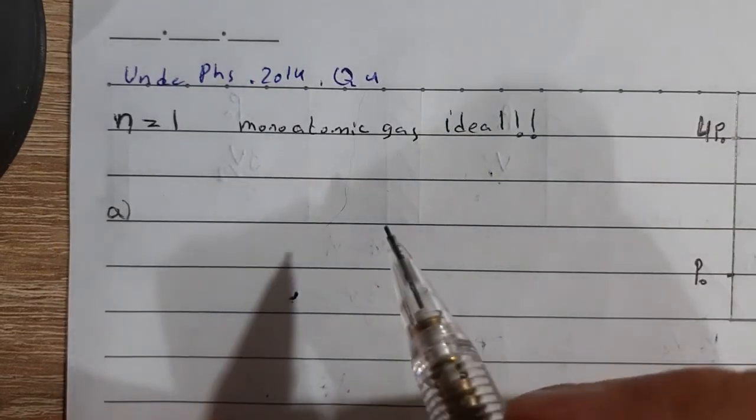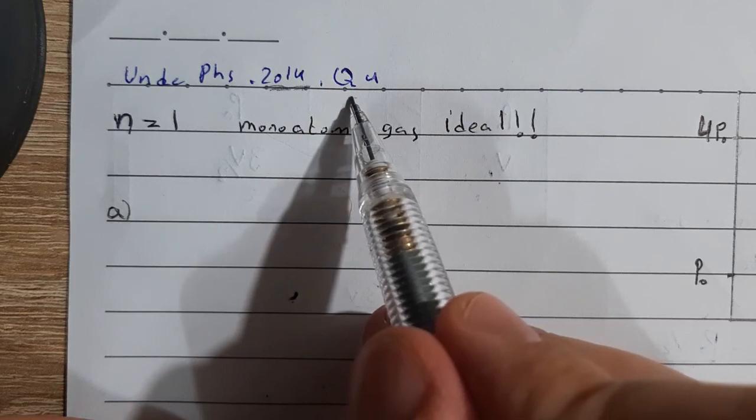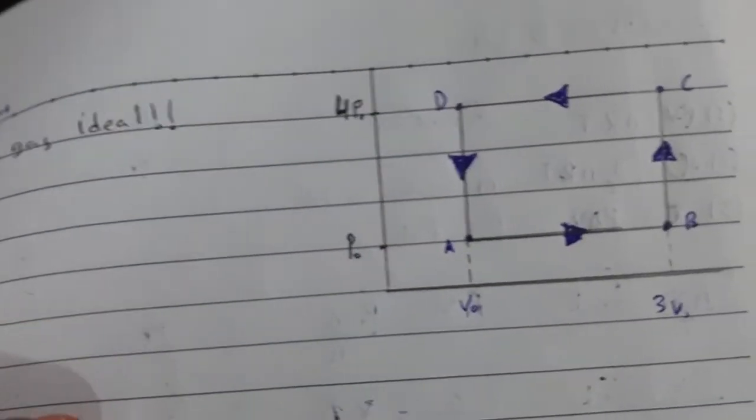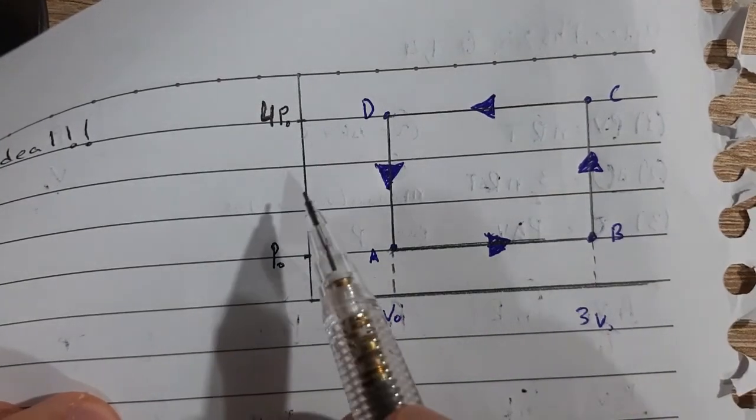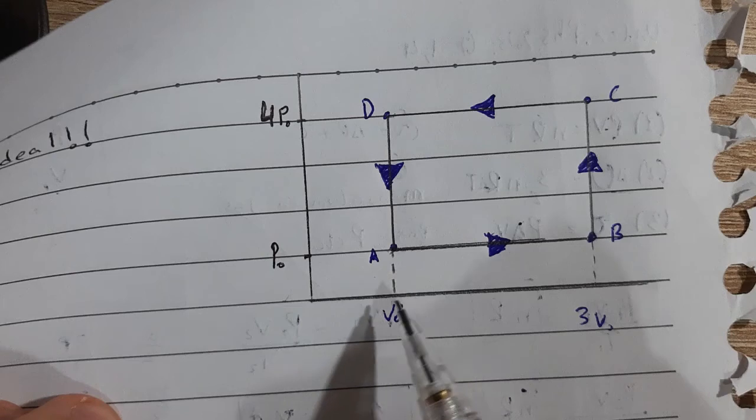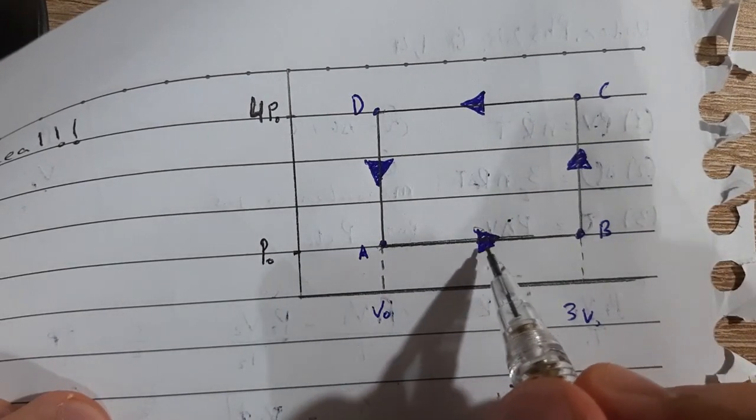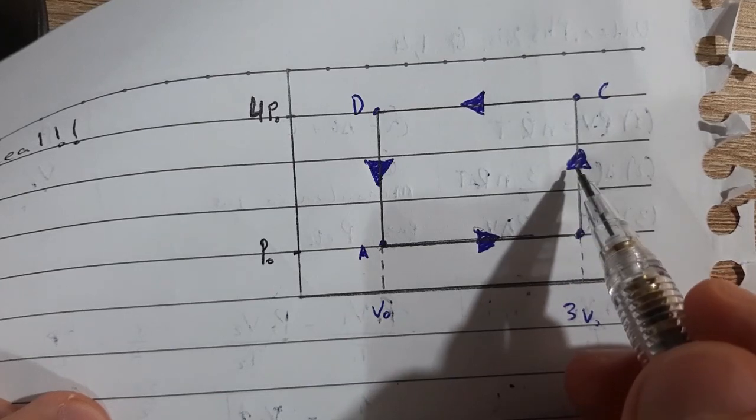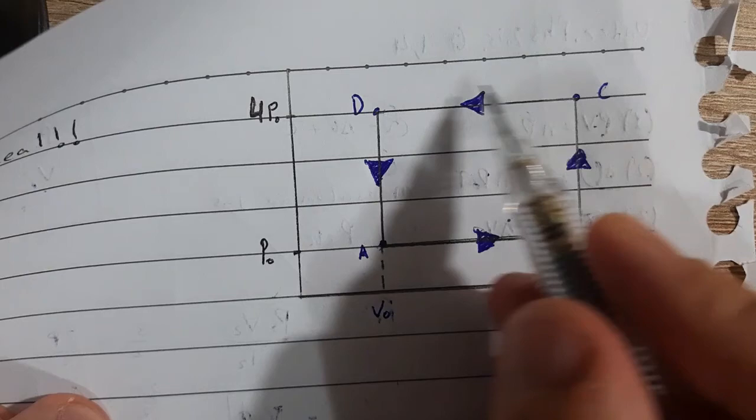So now let's solve the 2014 question 4, thermodynamics. Okay, so he gives you the graph in the question. I just added these arrows, but he tells you in the question that he starts from A, goes to B, and then C, and then D.